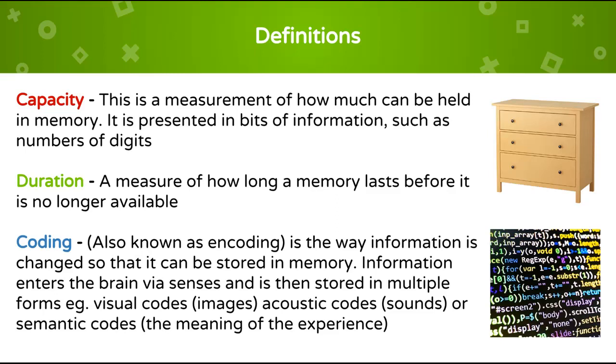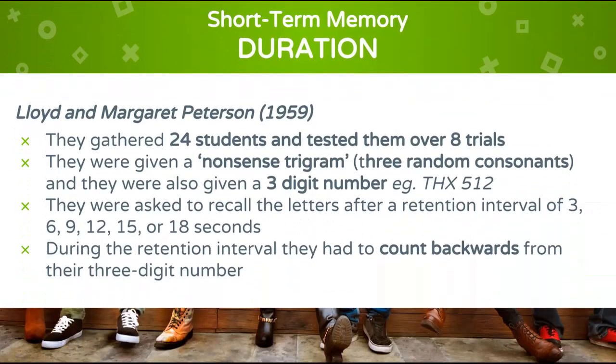Coding, also known as encoding, is the way information is changed so that it can be stored in memory. Information enters the brain via senses and is then stored in multiple forms such as visual codes, images, acoustic codes, sounds, or semantic codes, the meaning of the experience. The duration of short-term memory is 0 to 18 seconds. We know this because of a study by Peterson and Peterson.